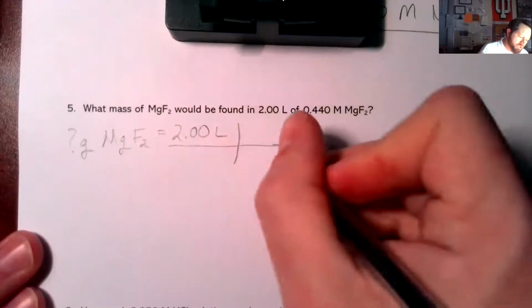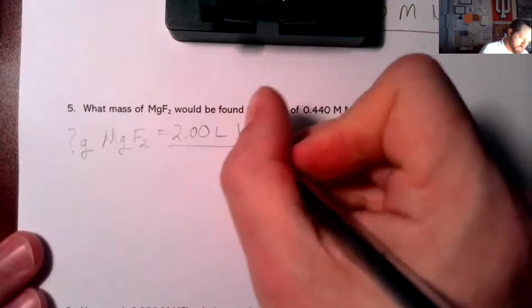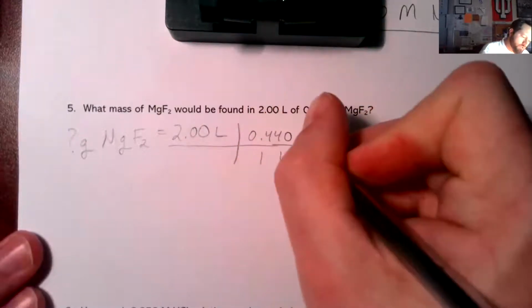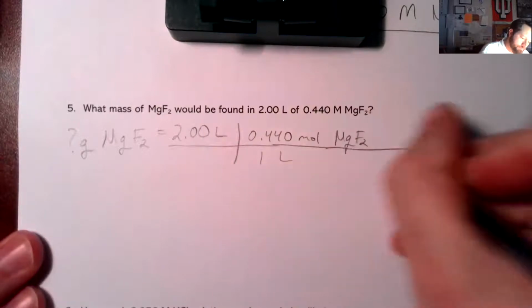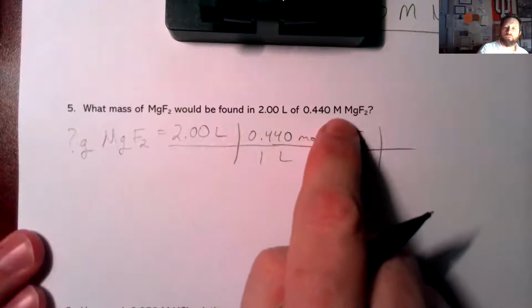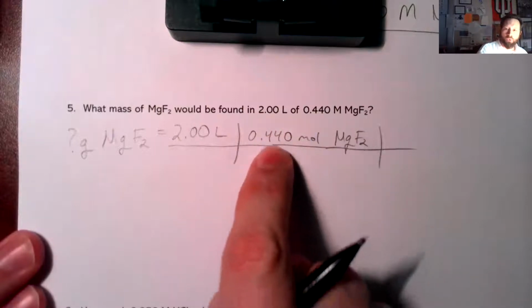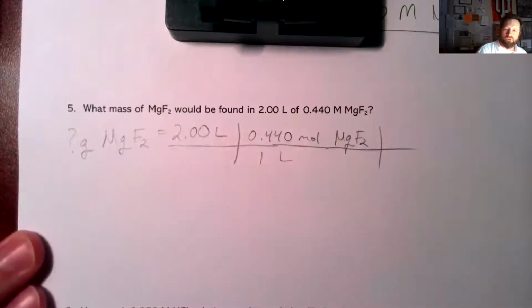Now that I've got liters on top, guess what? I can put liters on the bottom, and that's 0.440 moles on top. And again, hopefully we're able to recognize moles per liter. That's what big M is. This is my 0.440 big M, moles per liter.